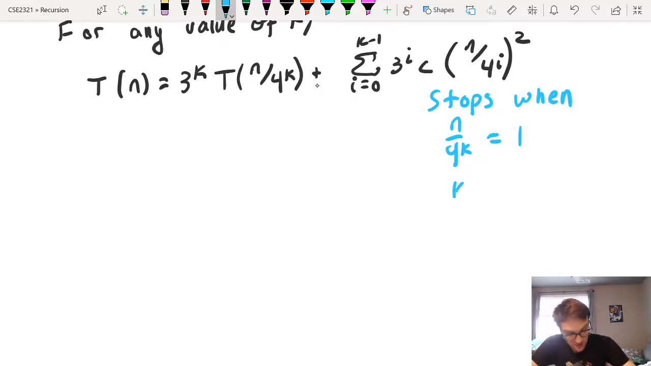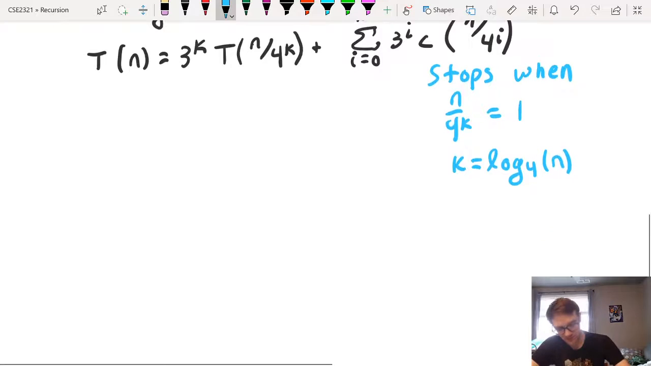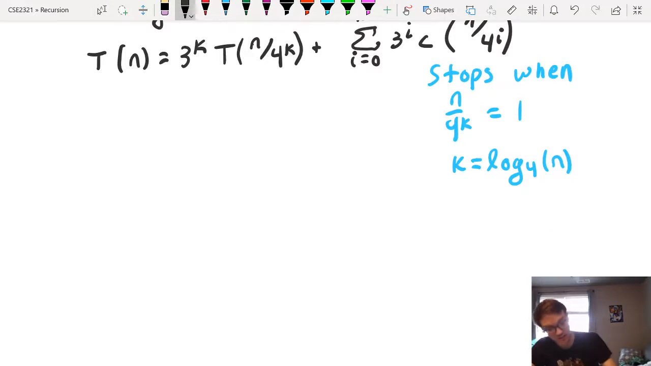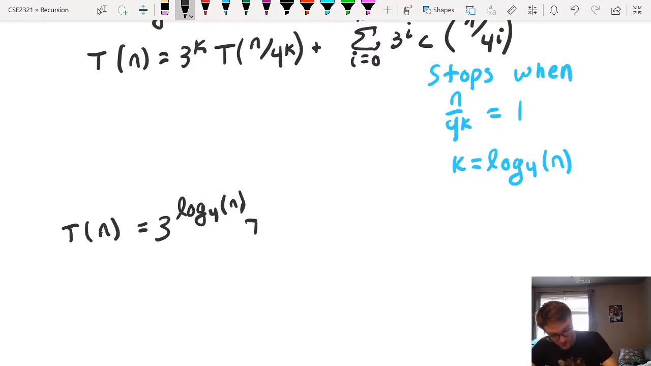Skipping a bit of the algebra, that's k equals log base 4 of n. Let's substitute that into our expression now. We have T of n equals 3 to the log base 4 of n times T of n over 4 to the k, which is just T of 1.